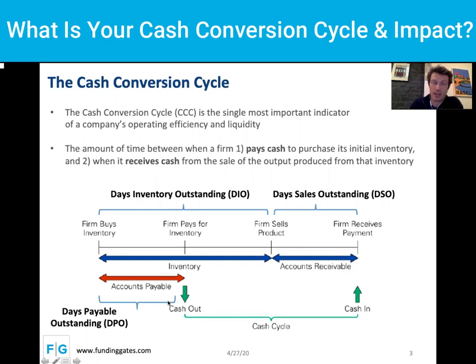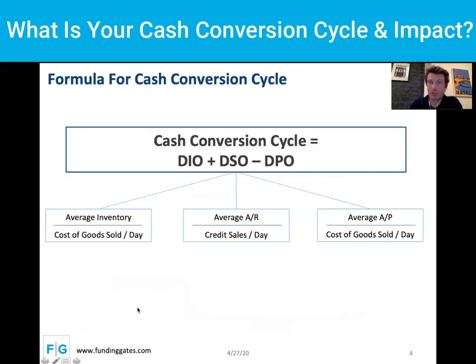So basically the cash conversion cycle, to get this green area here, is simply taking your days inventory outstanding, adding your days sales outstanding, and subtracting your days payable outstanding. And that's the formula for cash conversion cycle. Taking your days inventory outstanding, adding your days sales outstanding, and subtracting your days payable outstanding.